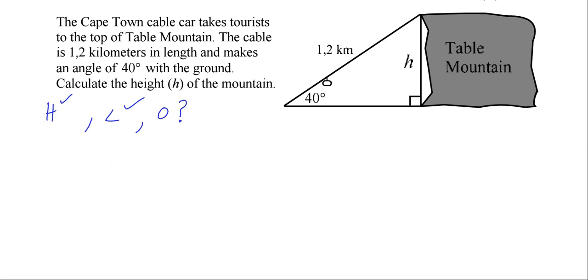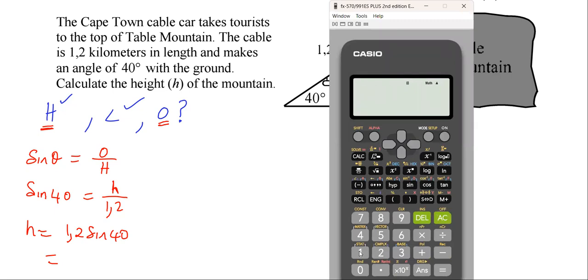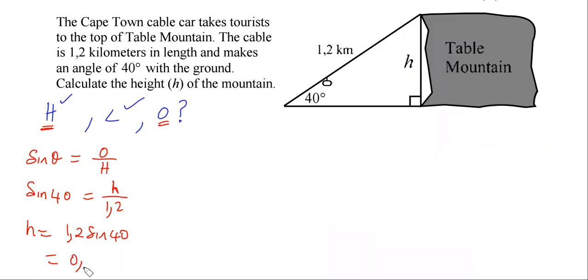Now we have to check which trig ratio to use if we have the hypotenuse and opposite. So we have to think of sine. Sine theta uses opposite over hypotenuse. So here we have sine 40 is equal to our opposite, h, which we are looking for, over our hypotenuse, 1,2. So h is equal to 1,2 times sine 40. When we punch in 1,2 times sine 40, we get 0,77 kilometers.